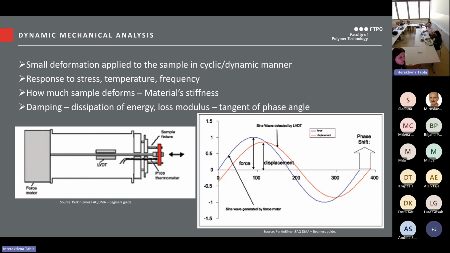in DMA. Here we have two supports on the side, and the sample is also clamped in the middle, and the middle clamp is connected to the motor. The motor generates a wave in a sinusoidal manner, and then we have a sensor here which reports the displacement. And here's also a temperature sensor.